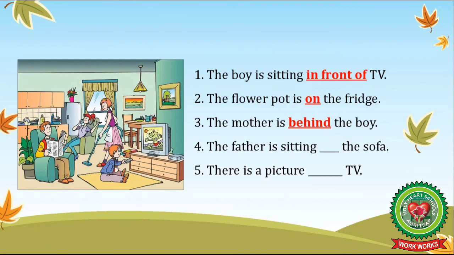Number 4. The father is sitting dash the sofa. Give a look at the picture to get the answer. Let's check it out. In. The father is sitting in the sofa. Number 5. There is a picture dash TV. Now let's check the answer. Above. There is a picture above the TV.